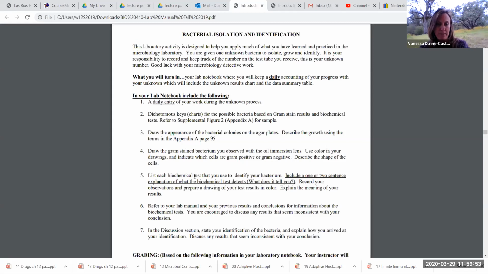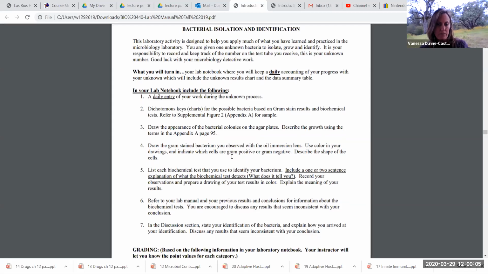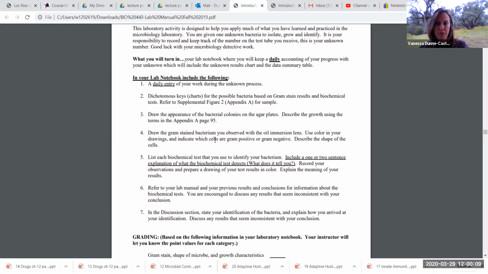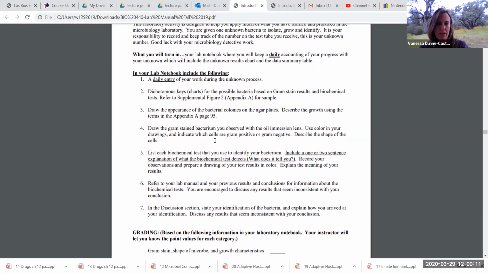So that's number 5 here. So we've talked about all this stuff already. Number 2 is the stuff that you're providing for me on our Canvas page. Number 3, draw the appearance of bacterial colonies. Number 4, draw the gram-stained bacteria and use color, blah, blah, blah, right? So all of the stuff, just follow it to a T, because I literally use this as your grading rubric, and I'll just make sure you've completed everything there.